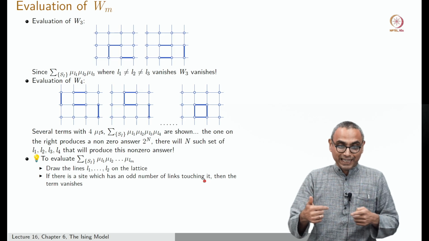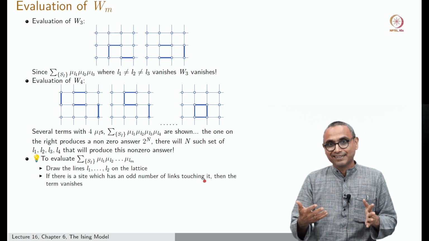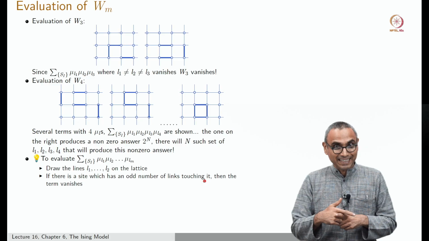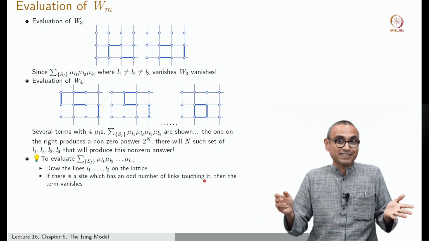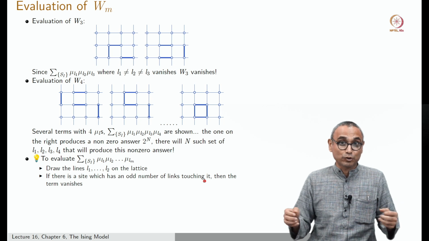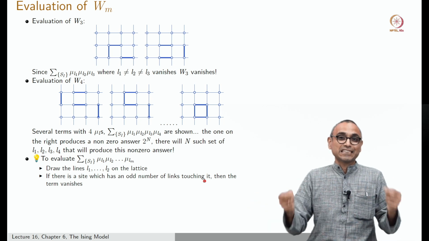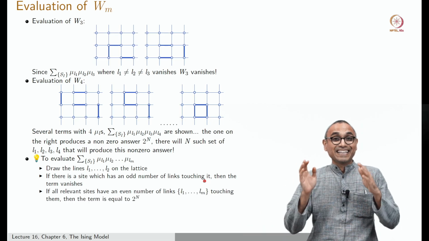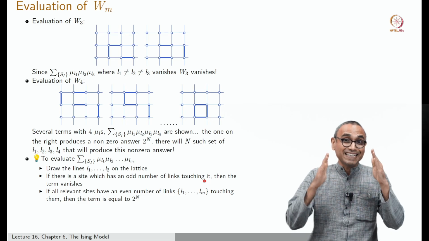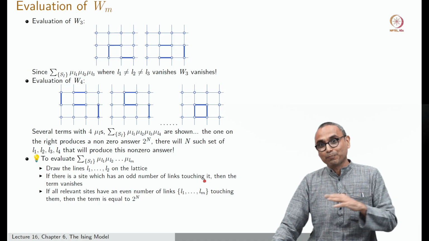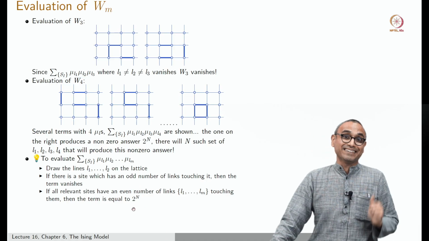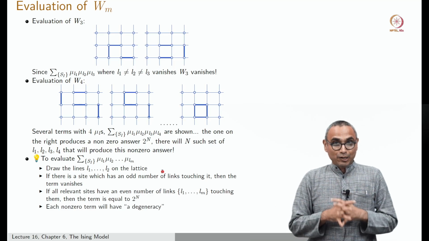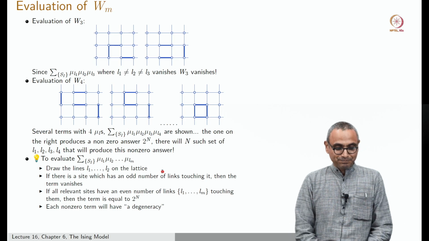For example, if I have a configuration in which 3 links touch a given site, that again will give me 0. But if I have 2 links touching a site, then it may or may not be 0 depending on what other spins involved are doing. So if every spin that is touched by a link has an even number of links touching it, then I will find that term will be non-zero. In fact, its answer of summing over all possible spin configurations will be again simply 2 to the power n. Okay, so that is how you evaluate these terms.